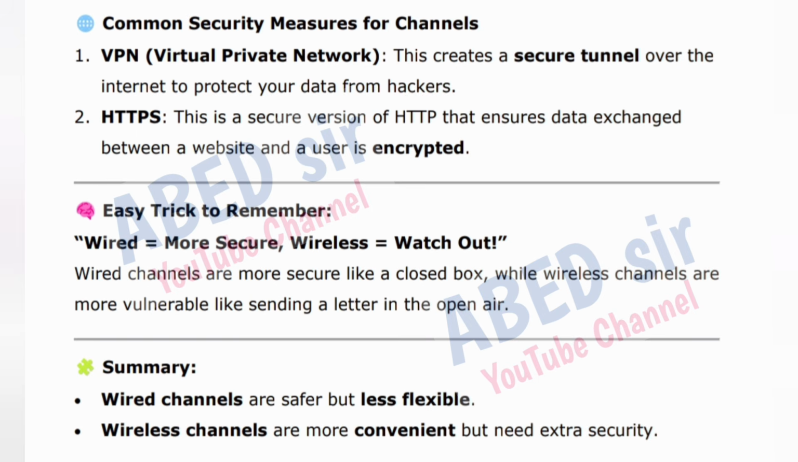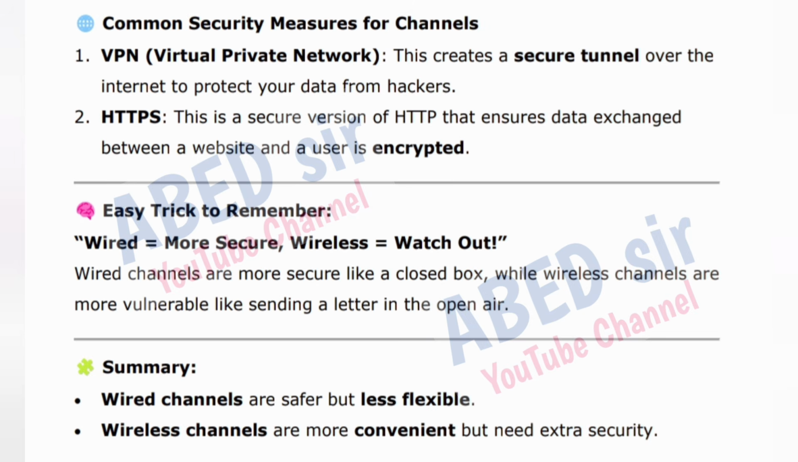Common security measures for channels. 1. VPN, Virtual Private Network. This creates a secure tunnel over the internet to protect your data from hackers. 2. HTTPS. This is a secure version of HTTP that ensures data exchanged between a website and a user is encrypted.